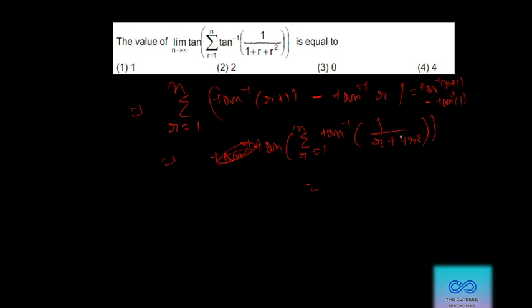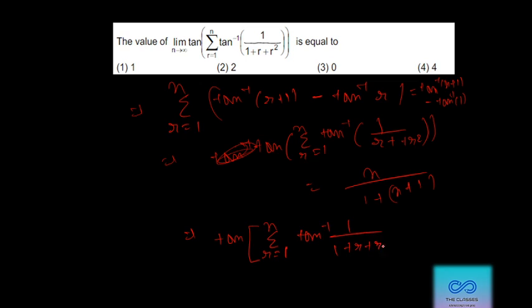So by taking tan on both sides, on this side we get n upon 1 plus n plus 1, by applying the tan A minus tan B formula. So the sum over r equals 1 to n of tan inverse 1 upon 1 plus r square equals 1. So our final answer is 1.